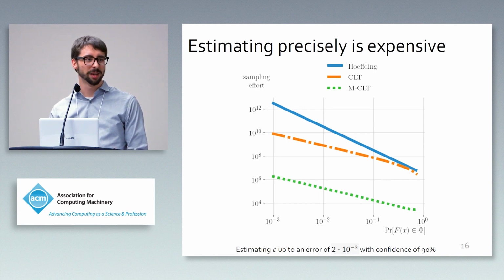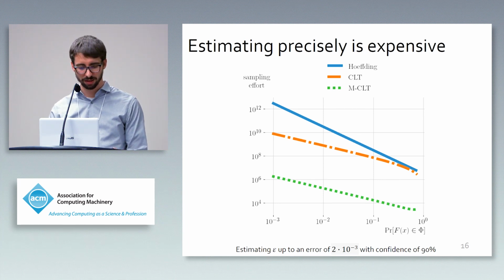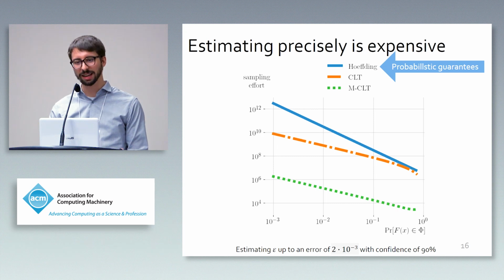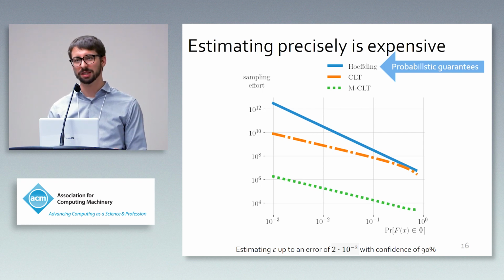So this is very expensive, in particular if we want to do this during the search, which will consist of a lot of steps. And the nice thing about Hoeffding's inequality here, so the blue line is using Hoeffding's inequality, is that we get probabilistic guarantees, which is nice if we want to report a final counterexample to the user. We could do this in this case, but during the search, this is very expensive. So we'd like to do better.